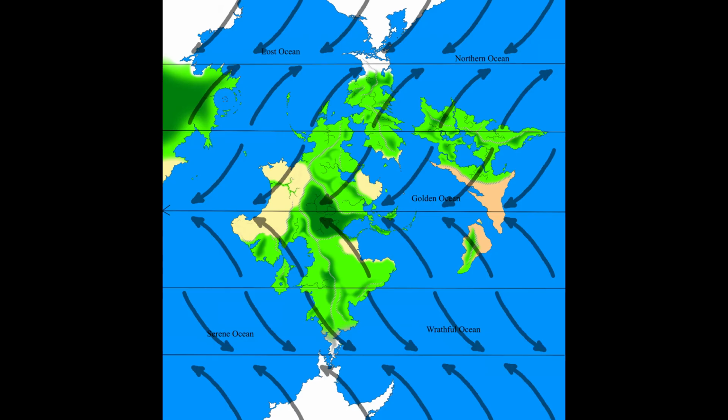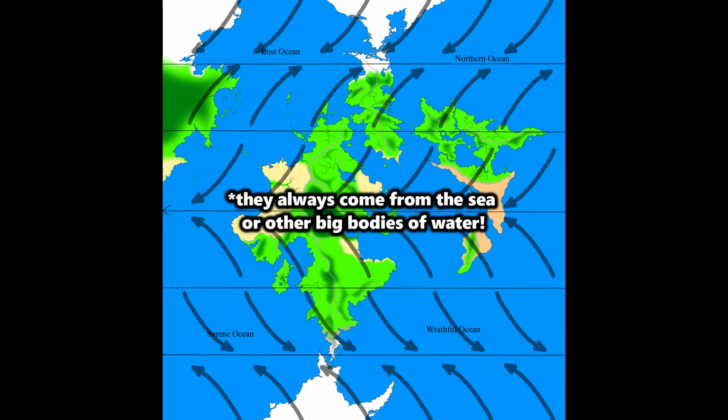So now that we know where winds are blowing, and with that where rain clouds are going, we can kinda gauge which regions are gonna have lush vegetation and which won't.